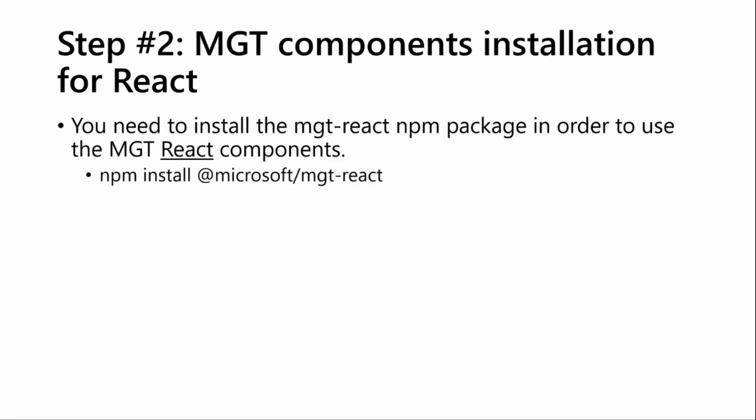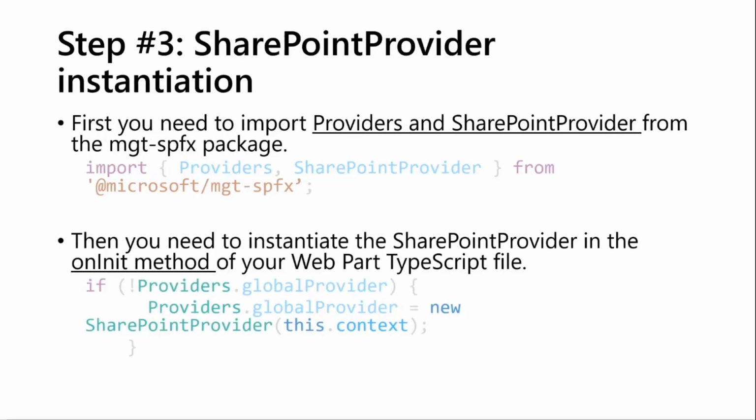The second step, if you want to use MGT React components, you need to install the MGT React npm package, and you will get all the React components from the toolkit. The third step is to instantiate the SharePoint provider. You need to import Providers and SharePointProvider from the mgt-spfx package, as you can see on the screen. Then you need to instantiate the SharePoint provider in the onInit method of the web part file. As you can see, you just instantiate the SharePoint provider and pass the context as a parameter.